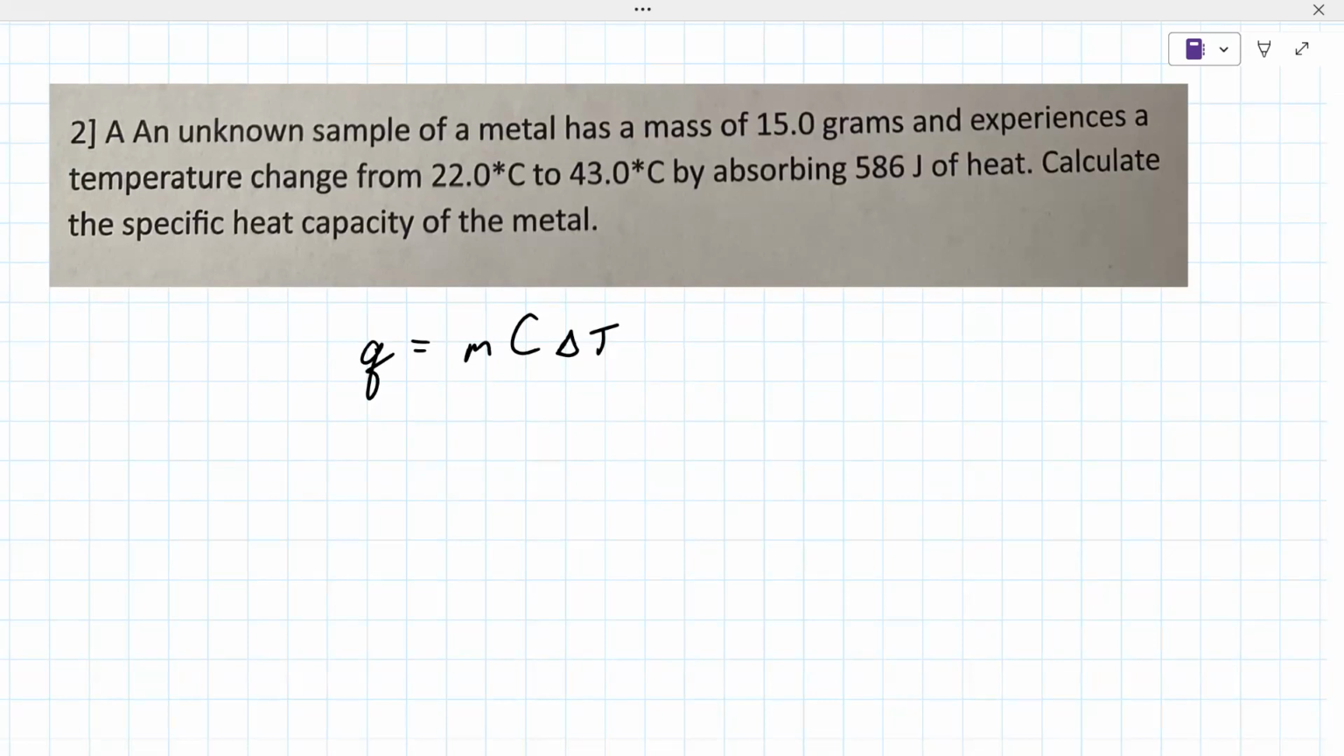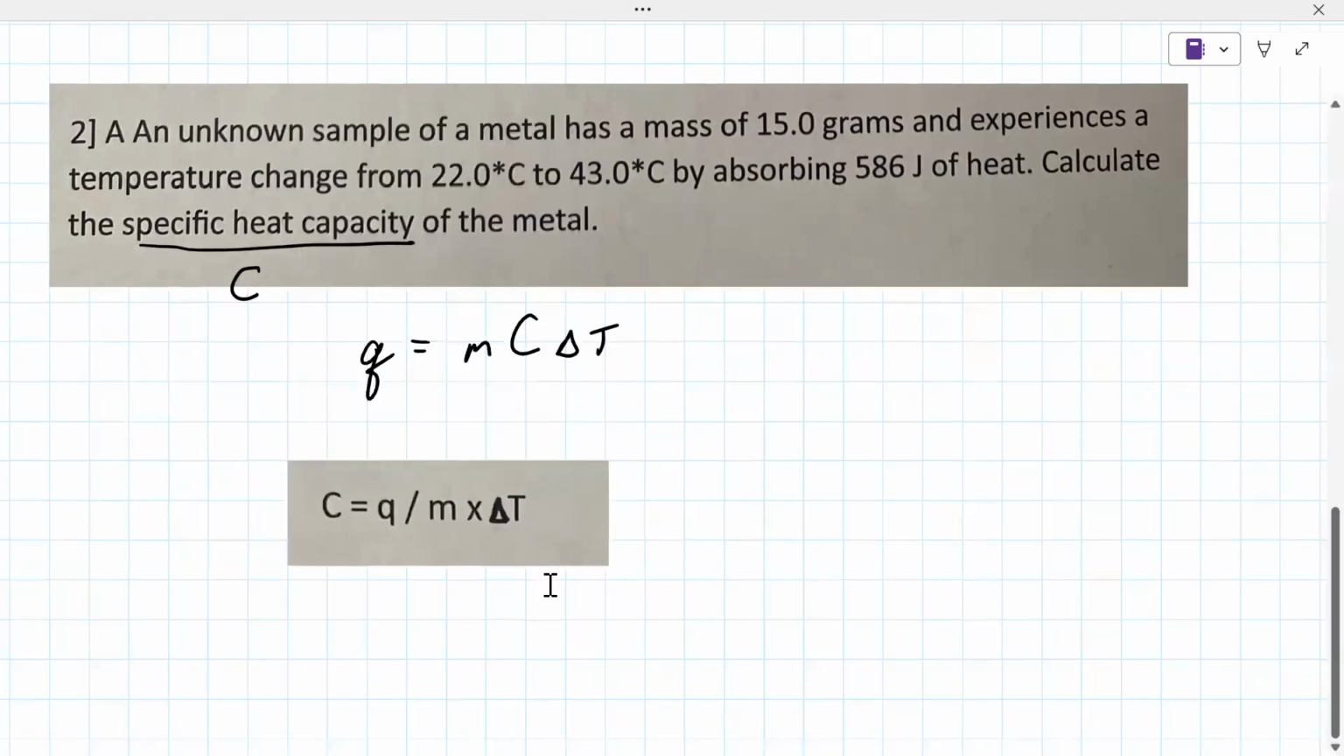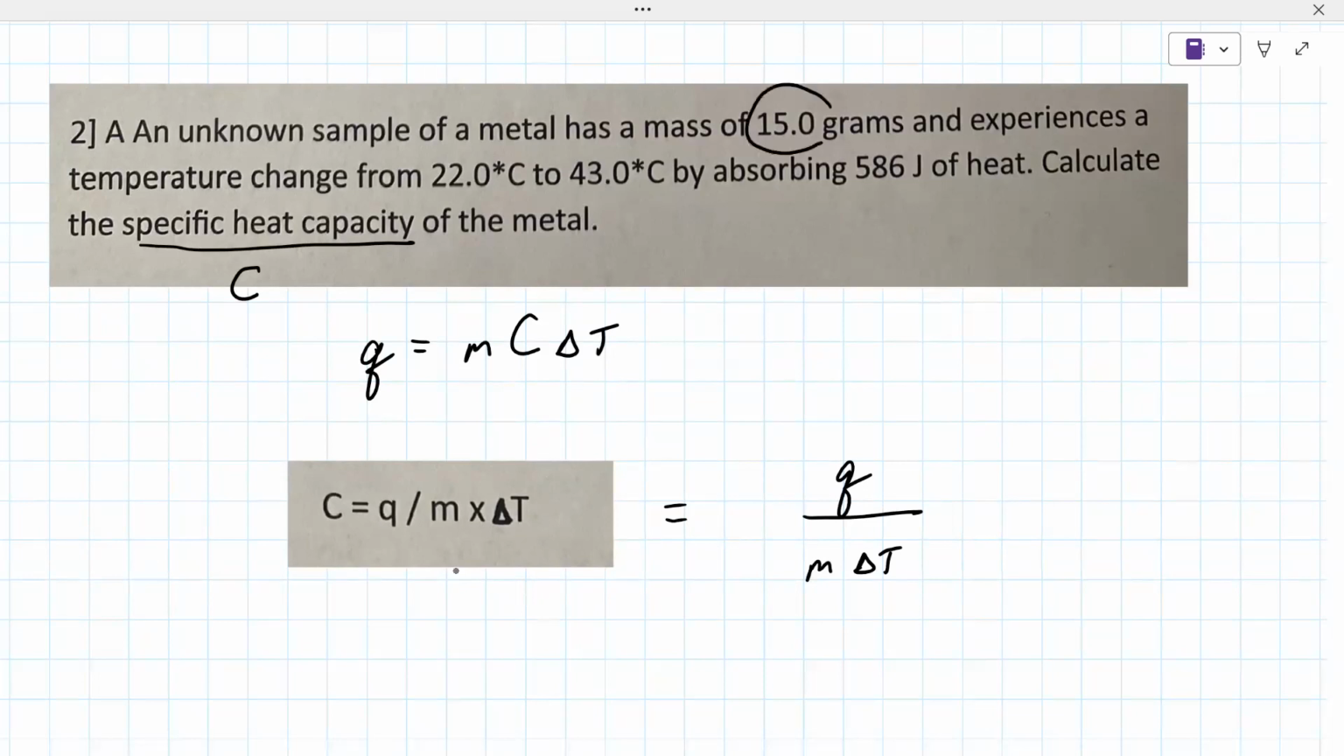I think so. This time we're solving for the specific heat capacity, which is C. If you solve this equation for C, it's really Q divided by M and delta T. So you have to go back to the wording here and figure out what each of these are. The units sometimes help. Could you tell me what each of those are?